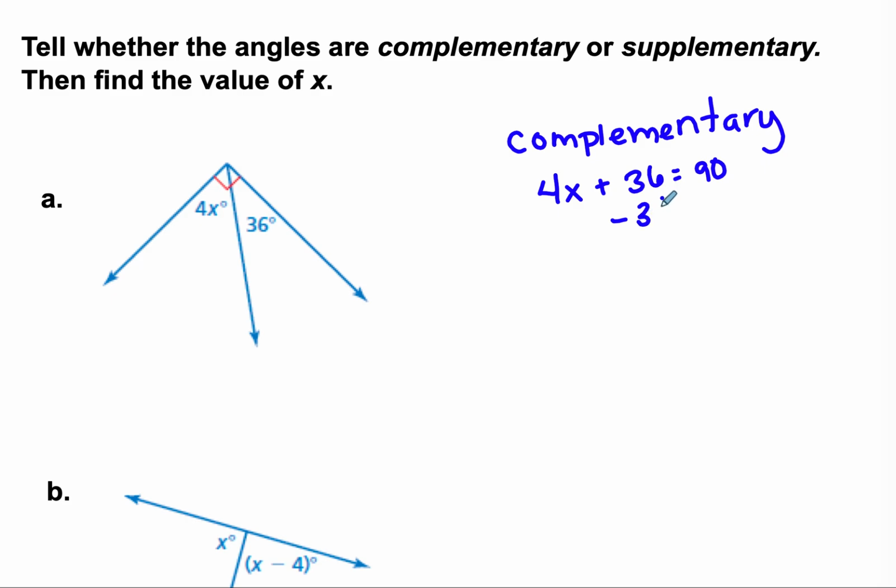Now we're ready to solve. So we're going to start by subtracting 36. We're getting rid of the addition first. Okay, 90 minus 36 is going to give us 54. We have a times 4 here, so we're going to divide by 4. Right, and then when we do 54 and we divide by 4, we are going to get 13 and a half. It's okay to have a half of a degree. It's not always going to be a whole number.